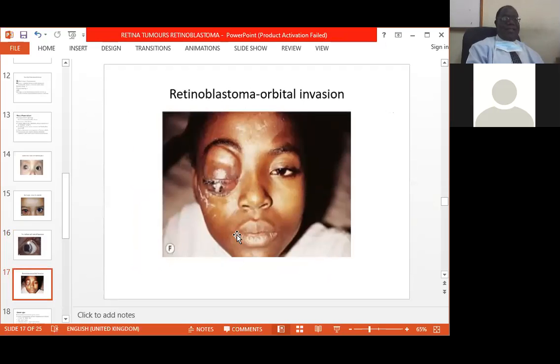In this case, the retinoblastoma was within the eyeball. It has now spread outside the eyeball into the orbit, and this is how the patient would look. This one is normal. This one is all tumor. It has got out of the eyeball. It's now in the orbit, which means the whole eyeball is full of tumor. It has got out. It's now within the orbit.